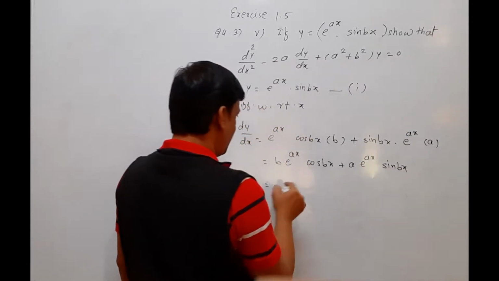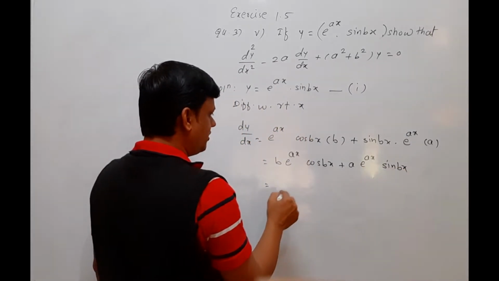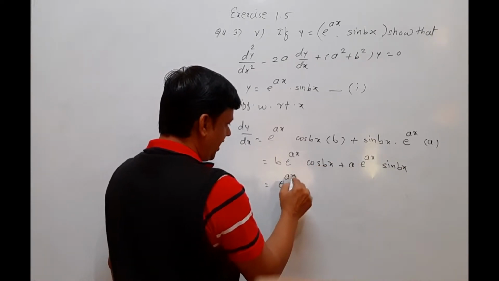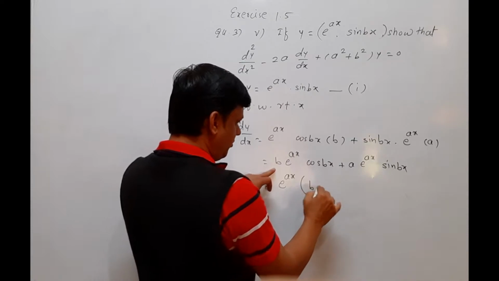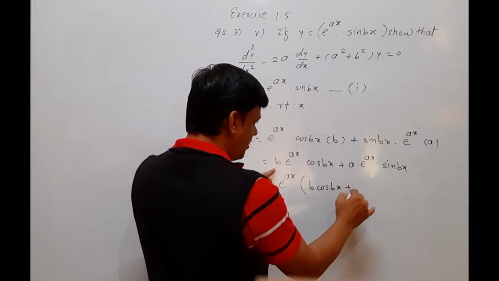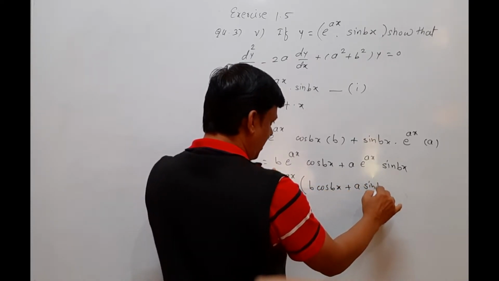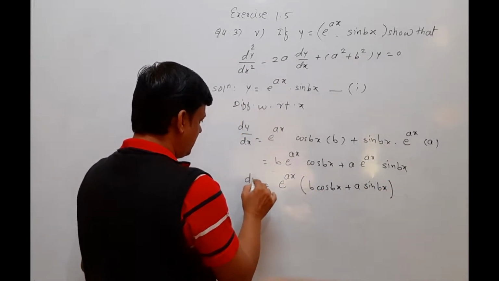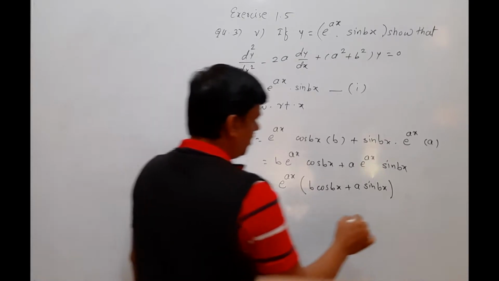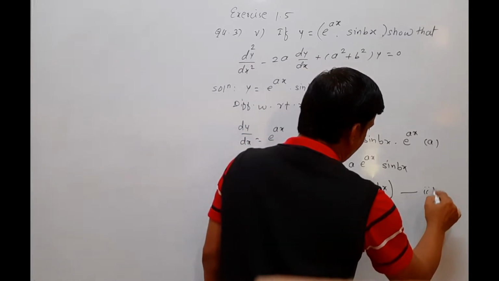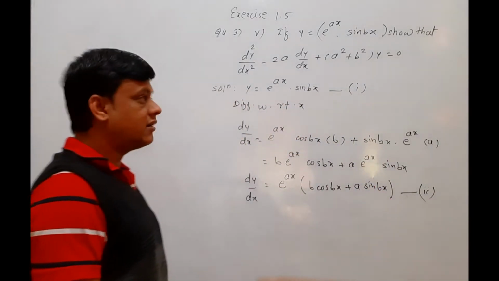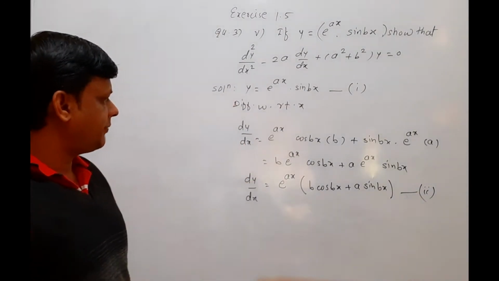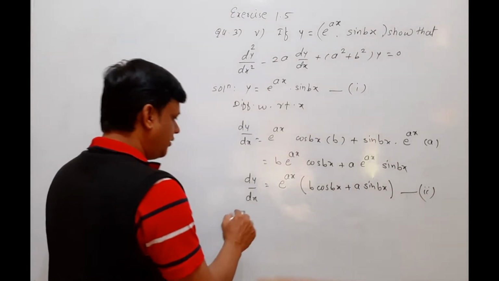So here we can take e raised to the power ax common from both the terms on the right hand side. So write e raised to the power ax in bracket b cos bx plus a sin bx. This is the value of dy by dx, so we represent this as equation number second. Now we require d2y by dx2.